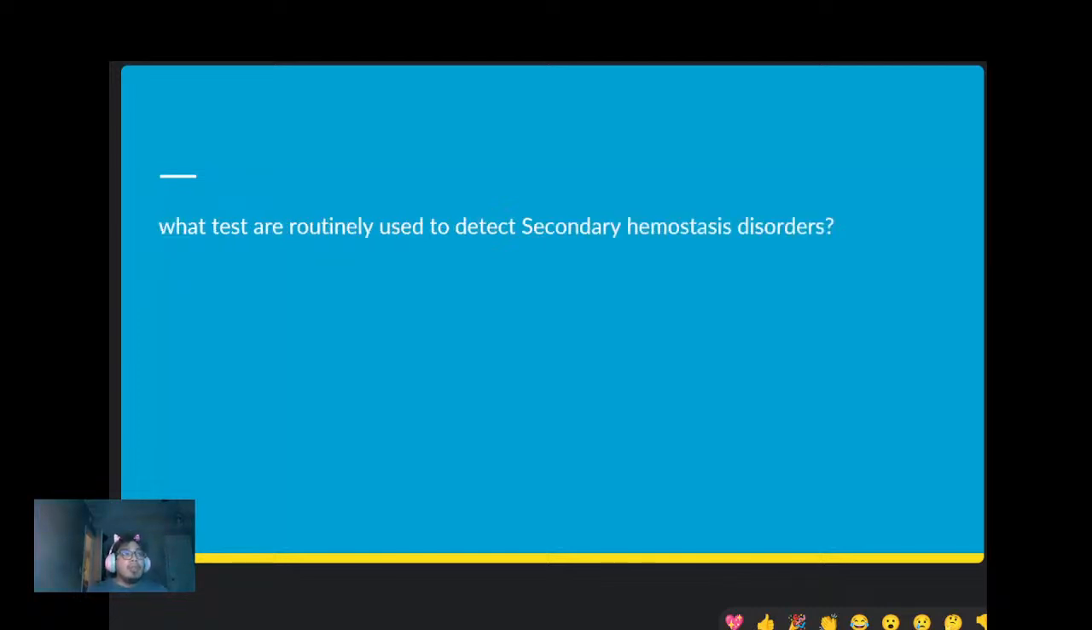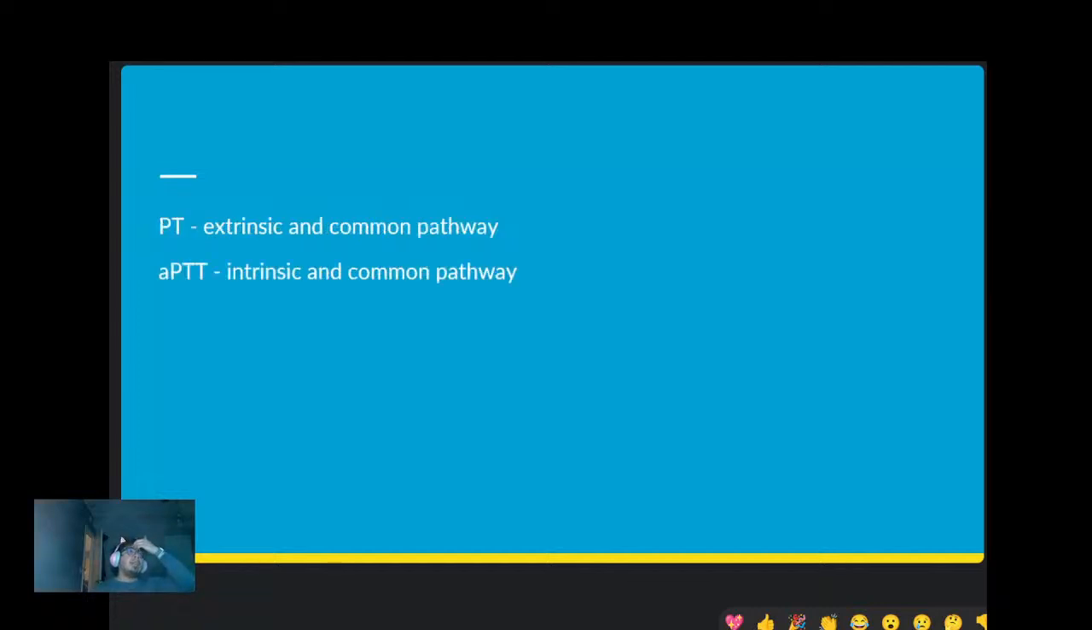Tests routinely used to detect secondary hemostasis disorders. Don't forget, PT and PTT. Remember, there are only a few clotting factors in PT. 2 times 5 is 10. Right? PT. That's all there is to it.